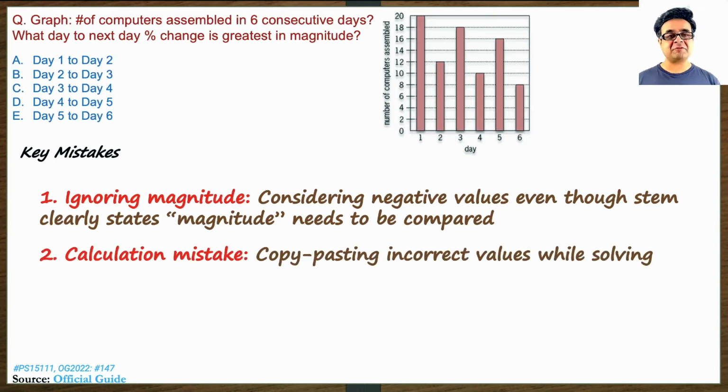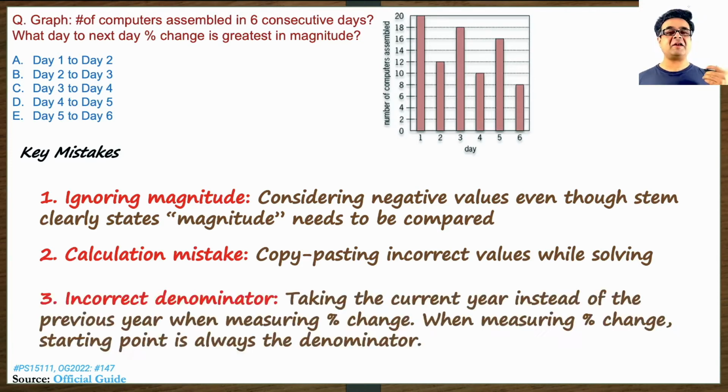The second mistake everybody makes is the calculation mistake. Although the values are very easy, if you are looking at the graph incorrectly or noting down the values incorrectly, you will end up making a calculation mistake. So make sure when you're copying down the values from the graph to your scratch paper that you have copied the values correctly.